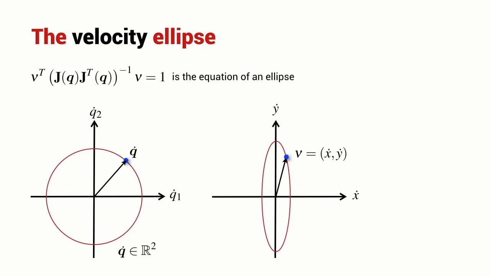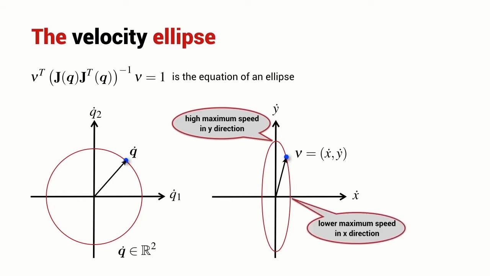So what's happened is we've mapped a set of velocities in the joint space, which was a circle, into a set of velocities in the end effector velocity space, and that is an ellipse. What this says is that the robot is able to achieve quite a high speed in the y direction, but a relatively low speed in the x direction. So it can go fast in the y direction and more slowly in the x direction. Now this ellipse that I've drawn is a function of the joint angle configuration. The shape of the ellipse depends on the way the robot joint angles are configured.